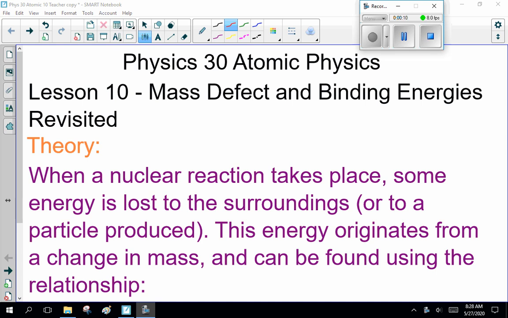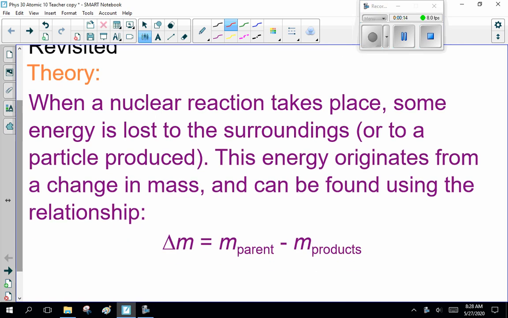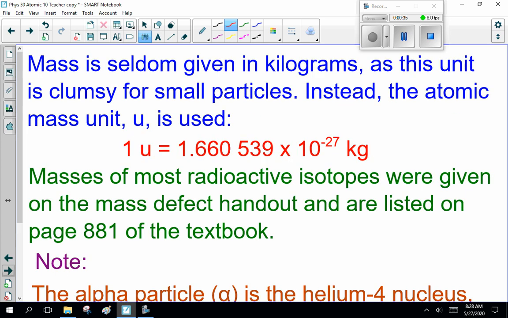Now, I'm going to talk about mass defect again, just because I can. So in theory, when a nuclear reaction takes place, some energy is lost to the surroundings or to a particle produced. This energy originates from a change in mass and can be found using the relationship: change in mass is the mass of the parent minus the mass of the products, or in this case, parent minus daughter nuclei, but we talk about products because, of course, there's stuff besides nuclei made.